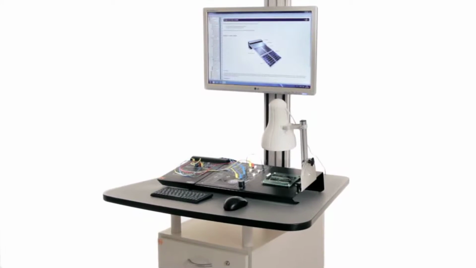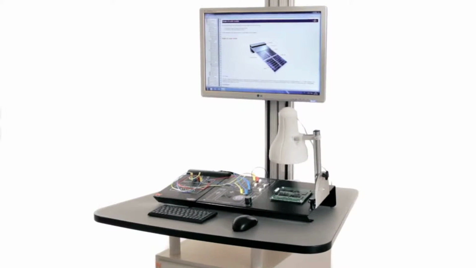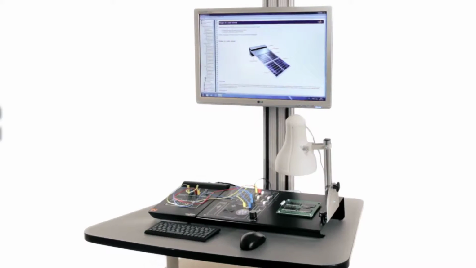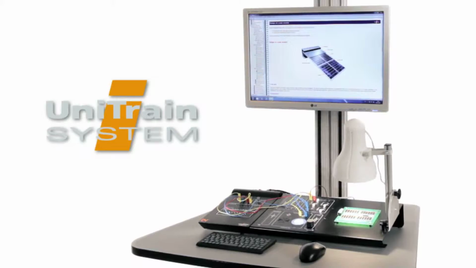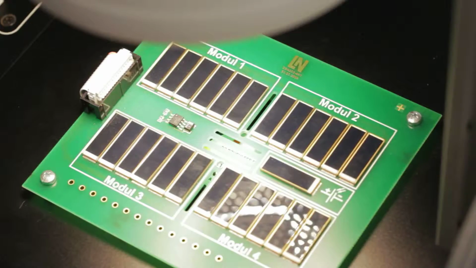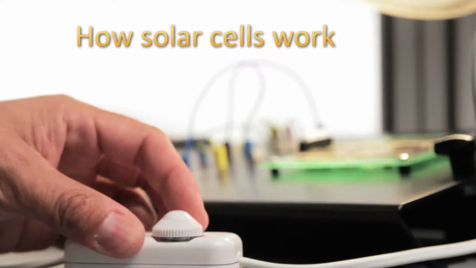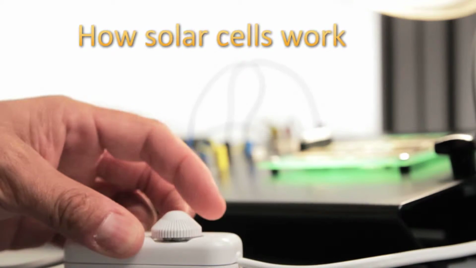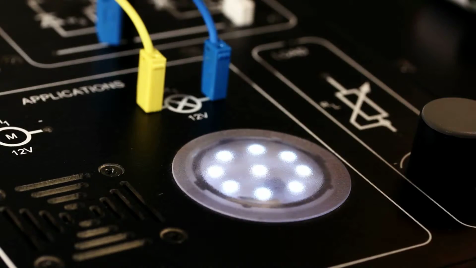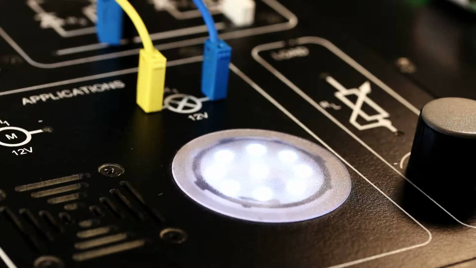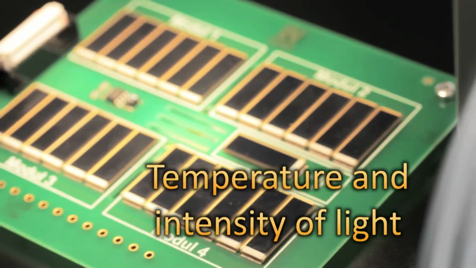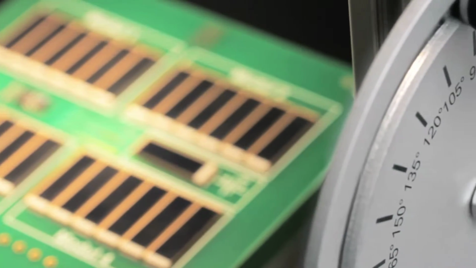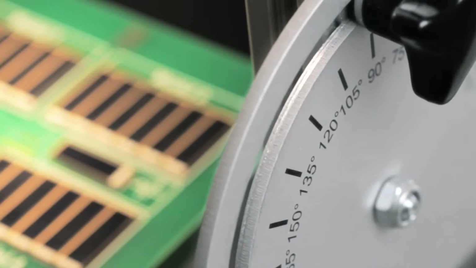With Lukas Nüller's photovoltaics course, students can learn how solar cells work. The Unitrain system teaches practical know-how rather than just dry theory. Experiments show the way solar cells operate. A variety of parameters can be investigated, including the effect of temperature and the intensity of the sunlight. The angle at which the light strikes can be modified as well.